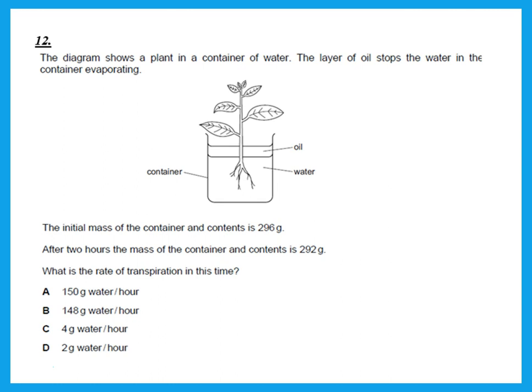So what is the rate of transpiration per hour? He's looking for per hour. So 4 evaporated in 2 hours. So for each hour, we lost 2 grams of water.